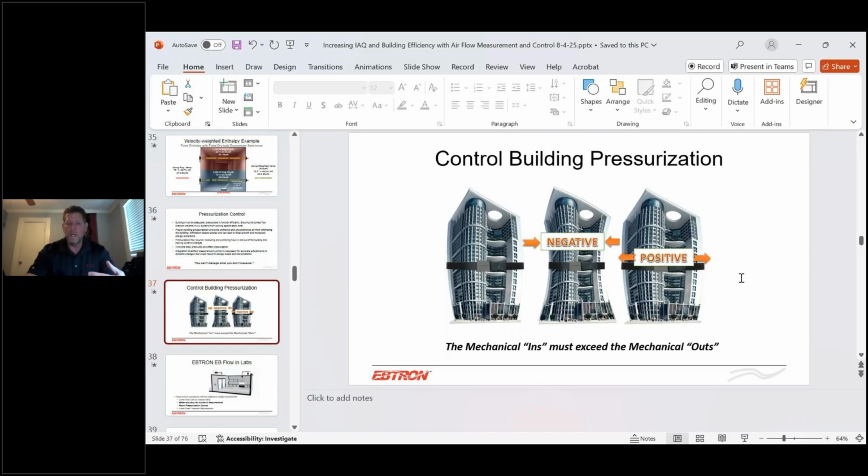So the key is to measure and control your flow rate so that you maintain the right amount of pressurization, not too much, but not too little. And that improves your energy consumption and indoor air quality. It's a pretty simple system.